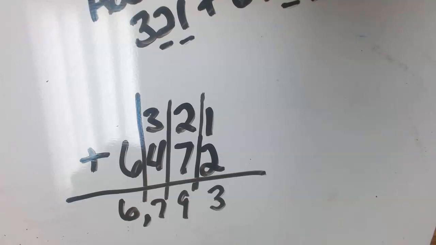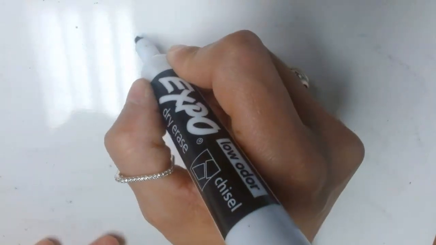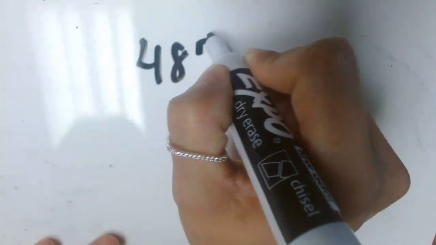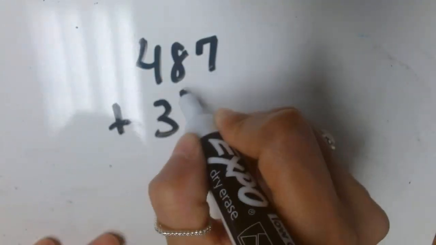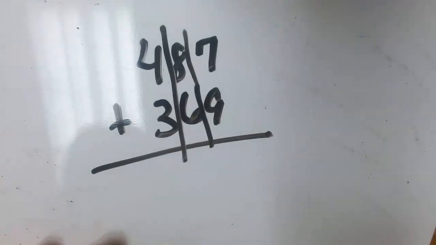Now what happens whenever we have, I'll show you an example. So let's say that we are adding the following number. Okay, we've got our ones, tens, and hundreds. Now let's add 7 and 9, just like we did previously. Well, 7 and 9 is 16.